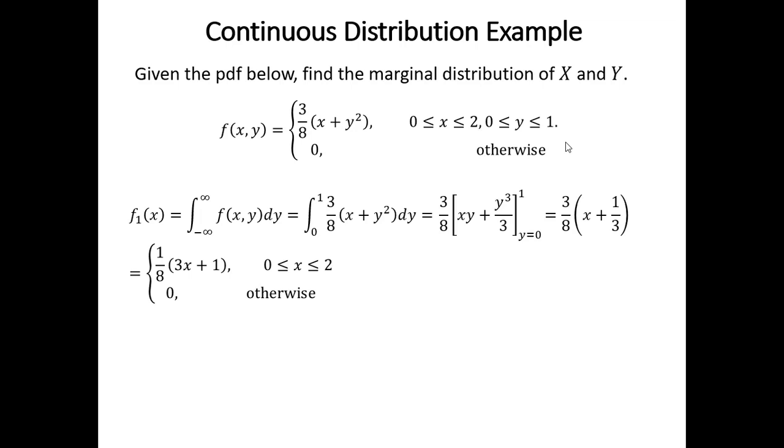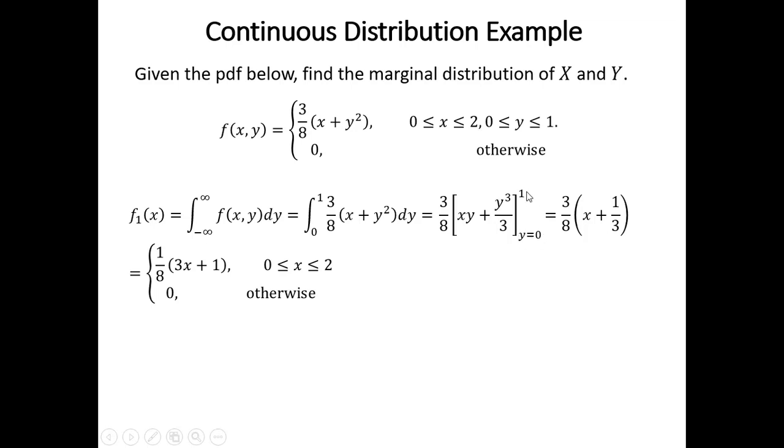So if I wanted the marginal distribution of, let's say, x, we might call it f1 of x. We would find the integral from minus infinity to infinity of our joint PDF. You can see we put it in here. We're integrating now with respect to y, so y goes from 0 to 1. So we calculate this integral with respect to y. Taking the 3/8 out, this would become x times y plus y cubed over 3, y goes from 0 to 1.